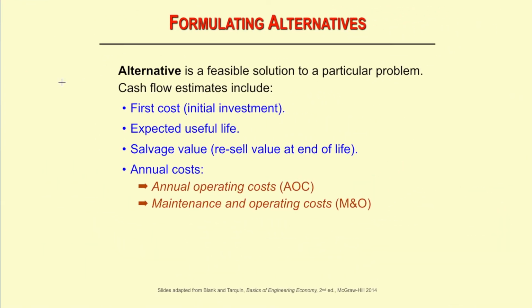Before an alternative can be analyzed or compared with present worth analysis, it must first have some cash flow estimates. These cash flow estimates include its first cost or initial investment, its expected useful life, its resale value at the end of its useful life, and the costs that are needed to maintain the alternative, which can include the annual operating costs as well as the maintenance and operating costs.